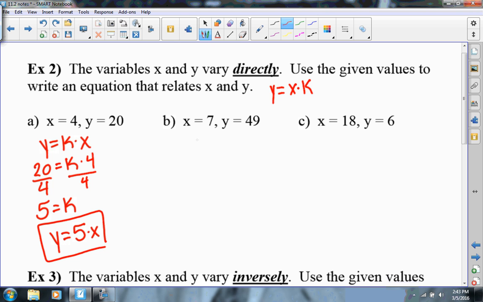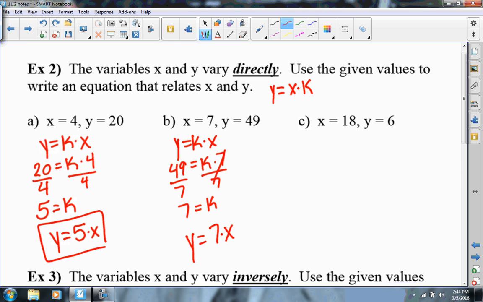Okay, for part B, we'll do the same thing. I'll start with y equals k times x. Here y is 49, and 7 goes in for x. The k stays k. And then I'm going to divide by the 7 because it's the number that's with the k, and I'm trying to solve for k. So here I'll get k equals 7. And it's 7 because 49 divided by 7 is 7, not because this x was 7. So then my equation will be y equals 7 times x.